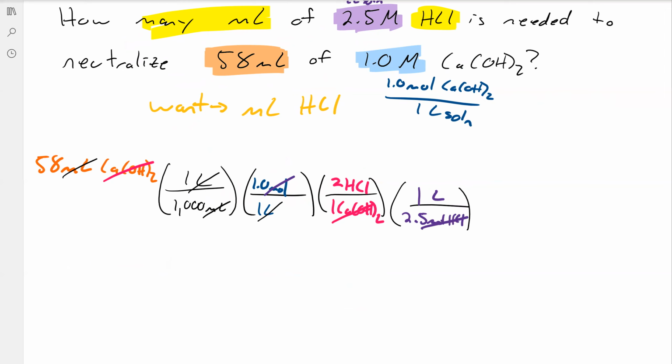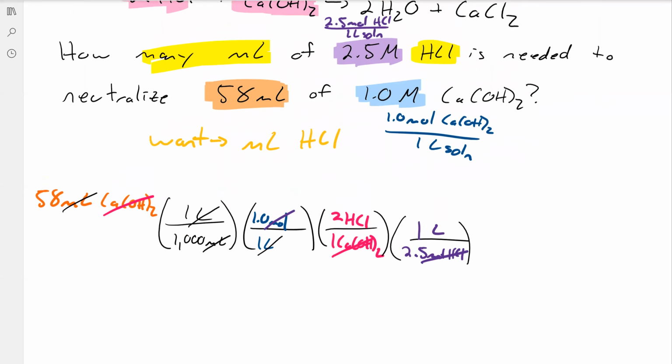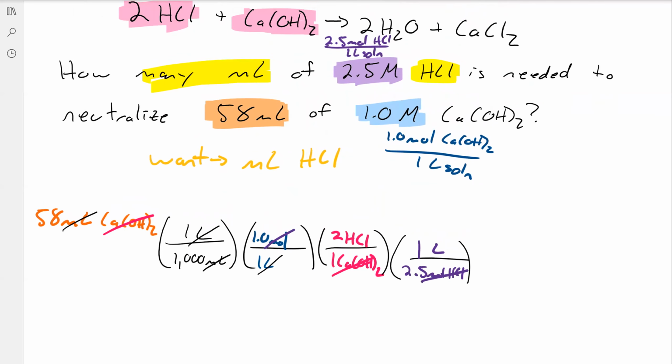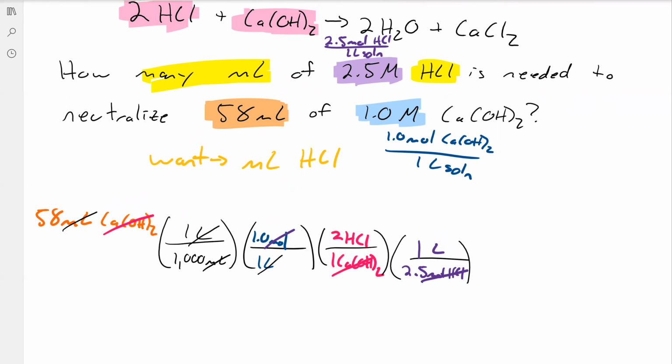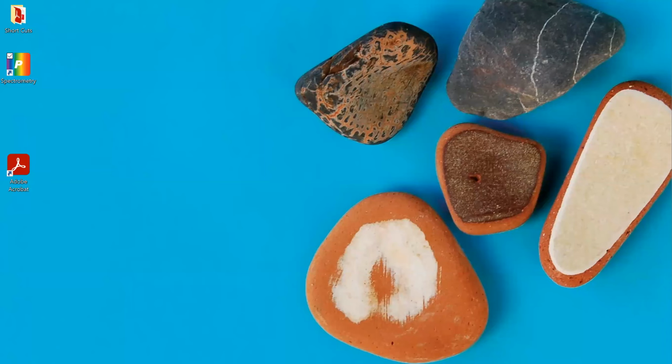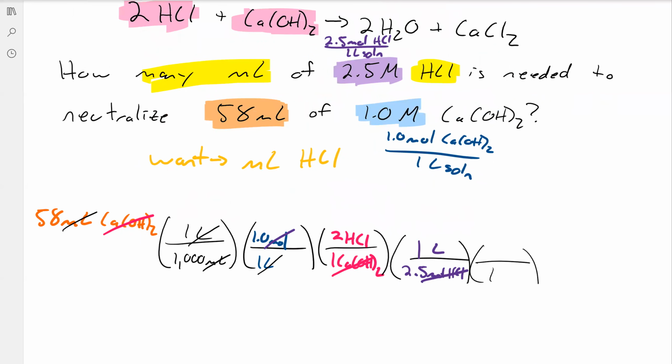You cancel this out, and we can put HCl up here. So I'm at liters of my HCl solution. The next thing that I need to do is convert from liters to milliliters because our question wants milliliters. So I'll put 1 liter down on the bottom and convert that to milliliters, 1,000 milliliters in a liter.